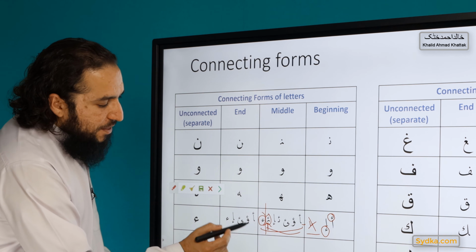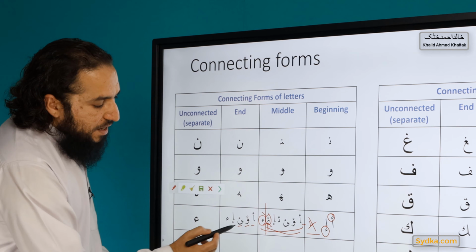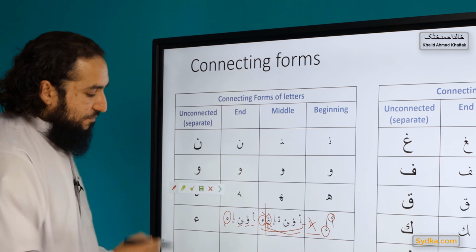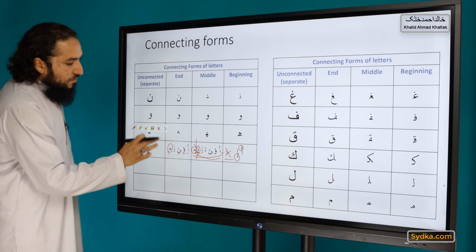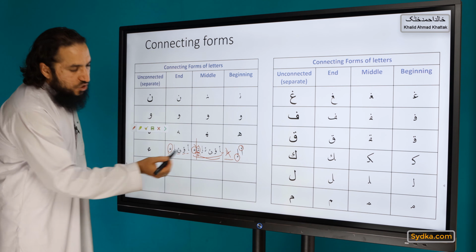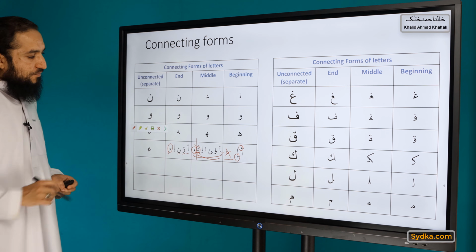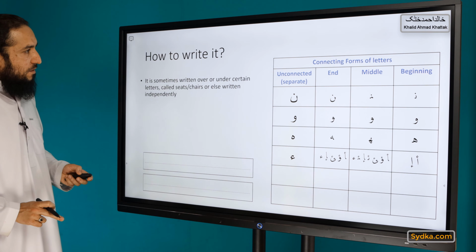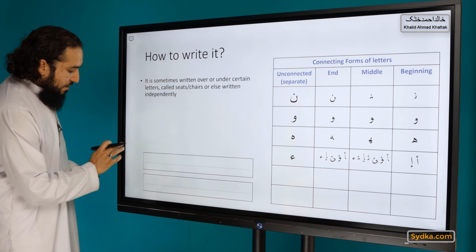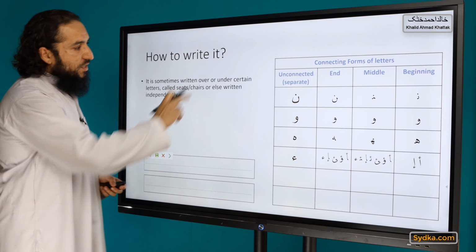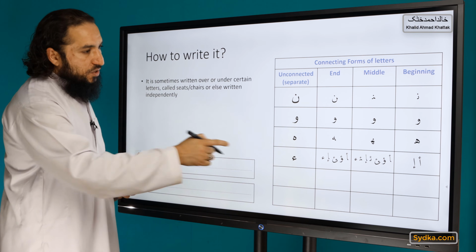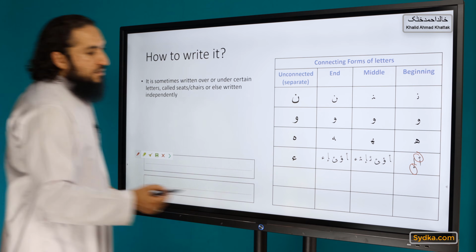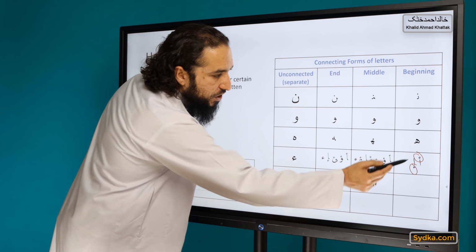Similarly, if you see here, it uses other letters as a chair or seat, and it can be written independently as well. So you will see the uses of these chairs in Quran text. Okay, how to write it? Let me explain that. Sometimes it is written above or underneath the letters, and as we explained before, these are called chairs.